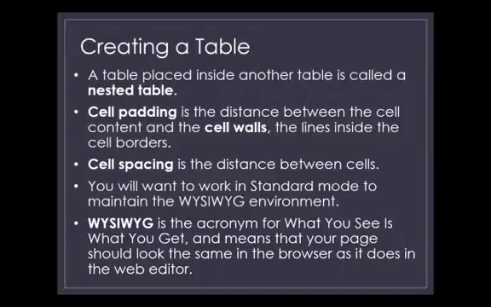To align a table on a page or within a CSS layout block, you can use the float property in the box category of your CSS. A table placed inside another table is called a nested table, and cell padding is the distance between the cell content and the cell wall, the lines inside the cell borders. Cell spacing is the distance between the cells, and neither cell padding or cell spacing is supported in HTML5, so it's better to address these spacing issues by assigning styles.